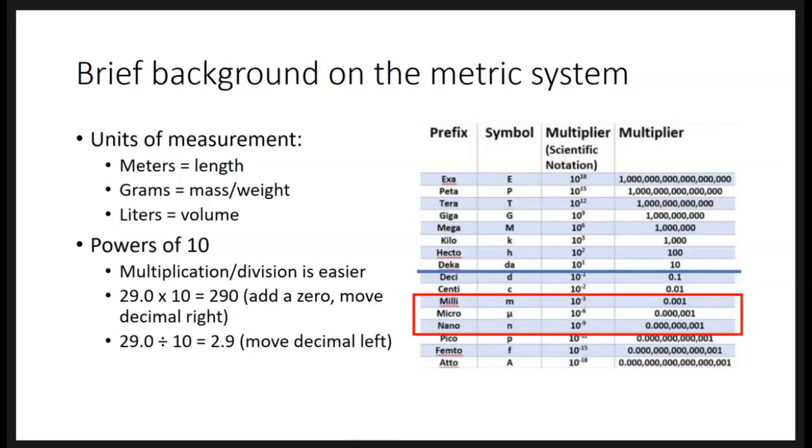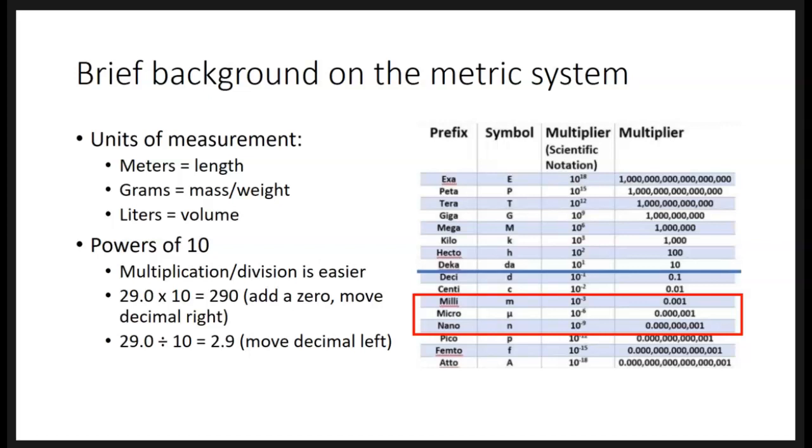We use these prefixes such as milli, micro, and nano to indicate units that are smaller than the base unit. For example, if we're talking about milliliters, we are talking about 1/1000th of a liter. We're going to work with small things, and so we're going to focus just on these small unit prefixes, particularly milli, micro, and nano. Milliliters are 1/1000th of a liter. Microliters are 1/1,000,000th of a liter. And nanoliters are 1/1,000,000,000th of a liter.